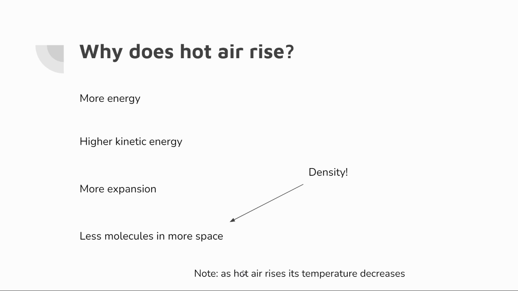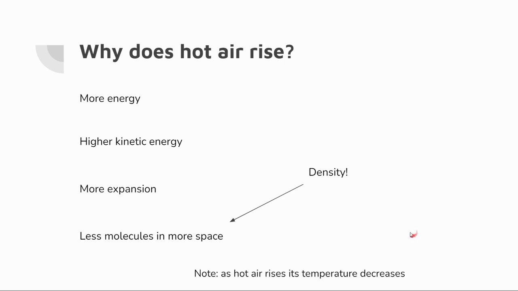Hot air is less dense than cold air, so it's going to layer on top of cold air. And this is why it rises. But it's also a cycle. If you see this note down here, as hot air rises, its temperature decreases.